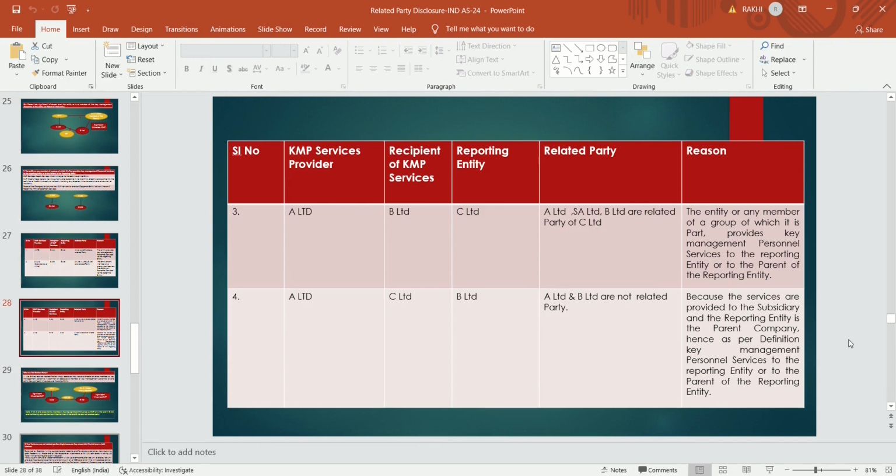They are not related party, because as per the definition it is said that the services are provided to the subsidiary and the reporting entity is the parent company. Reporting entity is the parent company. Hence, as per the definition, the KMP services must be provided to the reporting entity or the parent of the reporting entity. Here the KMP services is provided to the subsidiaries, not the parent.